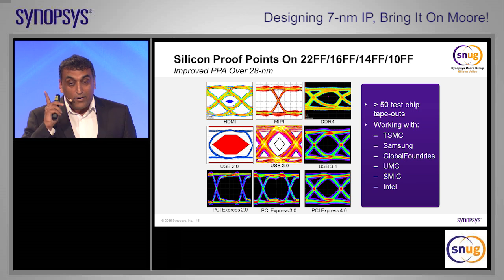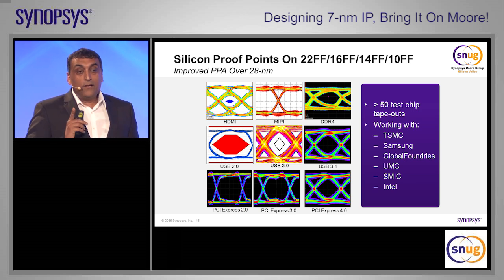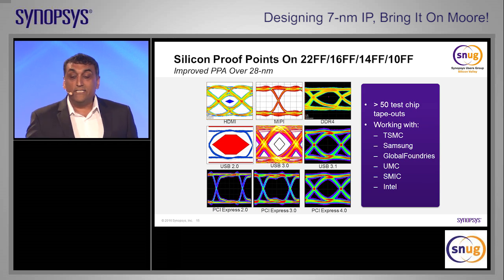The other key point, I'm bringing up PPA, power, performance, and area. Okay? We achieved better power, performance, and area over 28 nanometers using the FinFET technology.